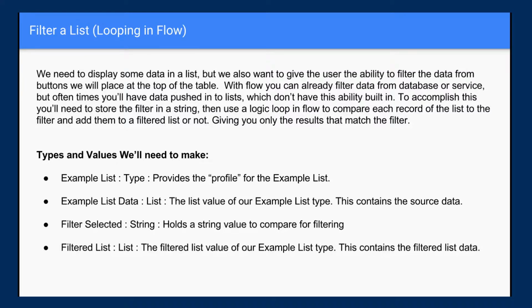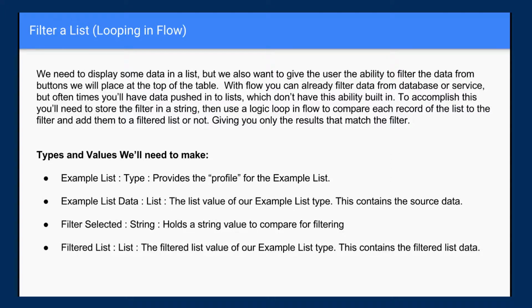So at the top of the table, we want to have a few buttons that allow them to select a filter, and then once filtered, we want them to be able to show all again. Within Flow, you can already do this with a database or service showed within a table, but when you're dealing with lists individually or you're putting lists together from other data sources, you don't get that ability. So you need to create all of this within Flow on its own.